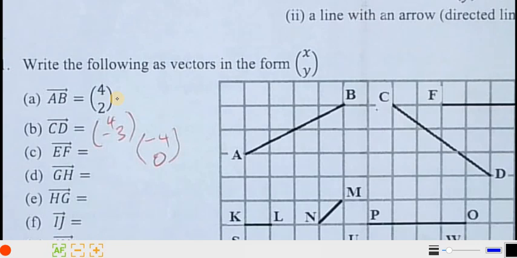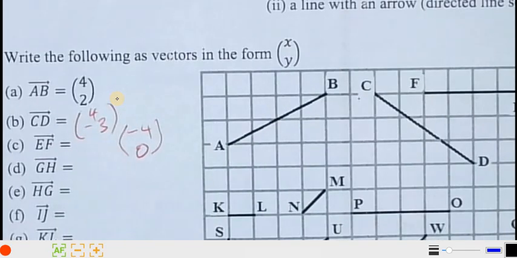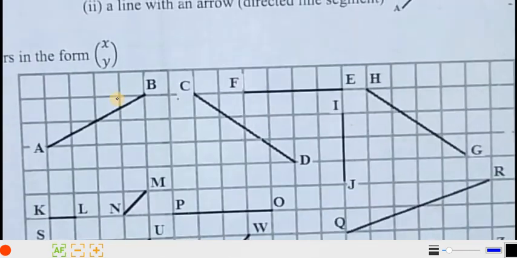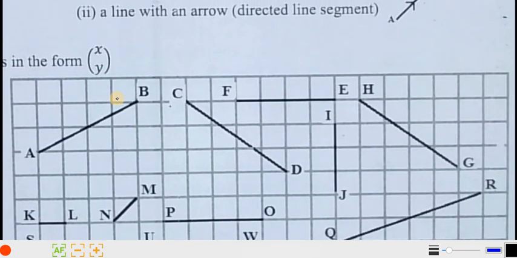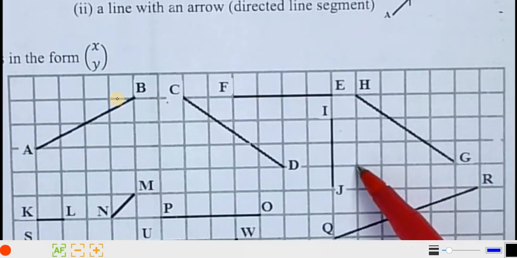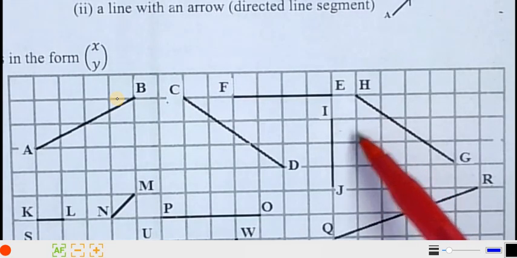Everybody get it so far? Alright, let's look at GH. Vector GH. The arrow means vector, so we're saying vector GH. Where is GH now? GH is right here. So again, you're going from G to H. Now remember, please move left or right, then up or down. We're going 4 units to the left and 3 up. So we go 4 units to the left: 1, 2, 3, 4. How many up? 1, 2, 3.